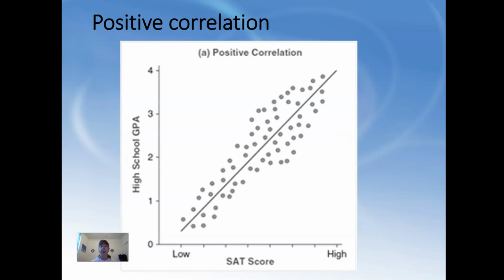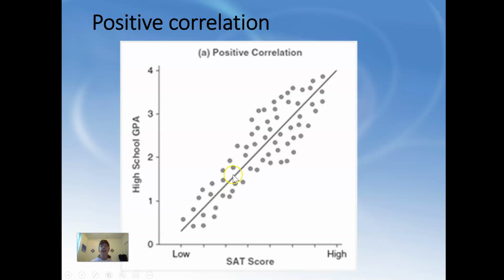Here's an example of a positive correlation. This is the correlation between a student's high school grade point average, plotted here, and their SAT score plotted here on the horizontal axis. So again, each dot is a person. This person here had a really high GPA, almost 4.0, and they scored really high on the SAT. These people down here had lower GPAs, and they scored lower on the SAT.